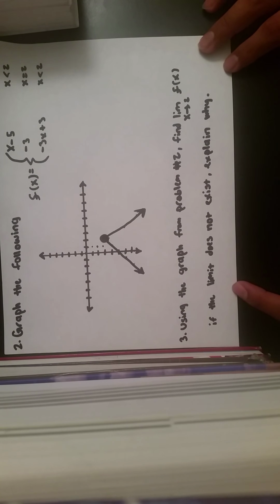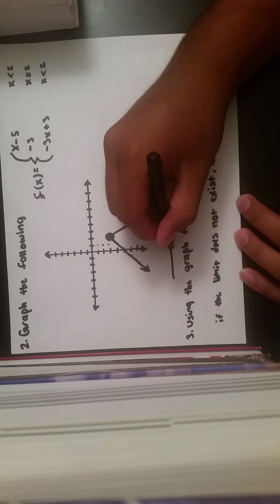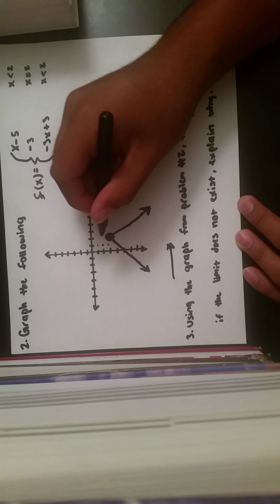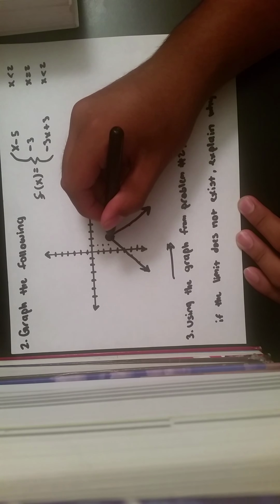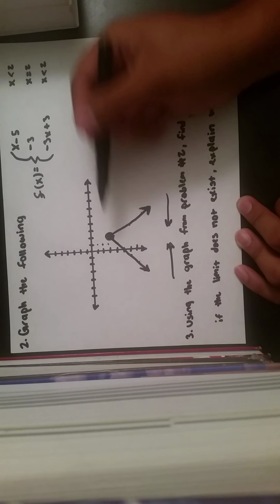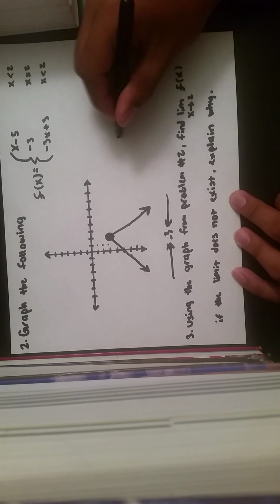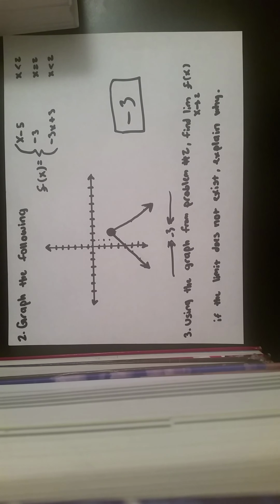Now for number 3, it says, using the graph of problem number 2, find the limit as x goes to 2 for f of x, and if the limit does not exist, explain why. The limit does exist because from the left hand side, as we get closer and closer to 2, we get to negative 3. And from the right hand side, it's the same thing. As we get closer and closer to 2, we get to negative 3. So that's your answer.